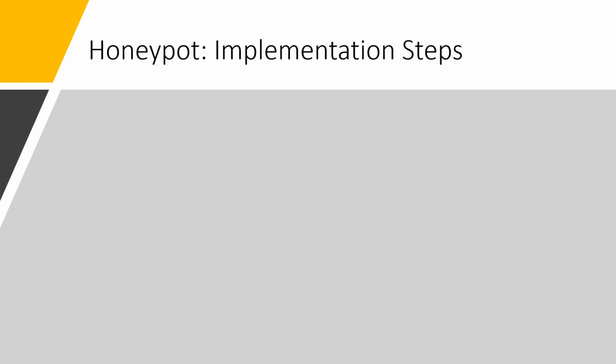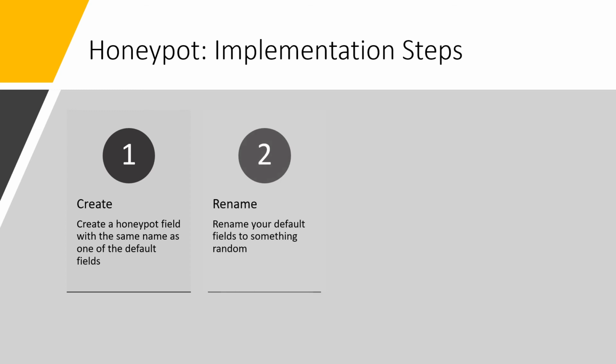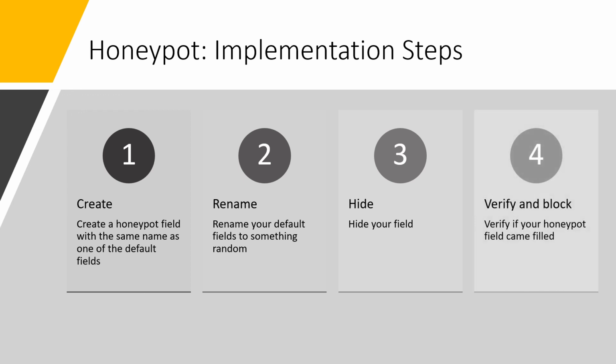So, to wrap up what we did: first, we created a honeypot field with the same name as one of the default fields, which was the email field. Then we renamed the default name and email fields to nhash and ehash respectively. Then we made the honeypot invisible to real users so they don't fill it out. And finally, we verified if the honeypot field came filled. If yes, then we trap the spam, stop sending the data to the backend, and stop the form submission.